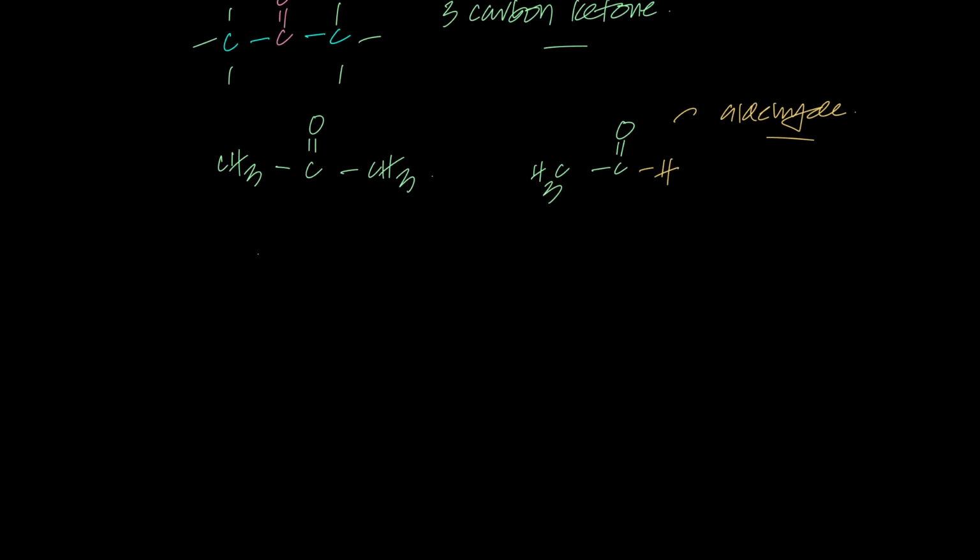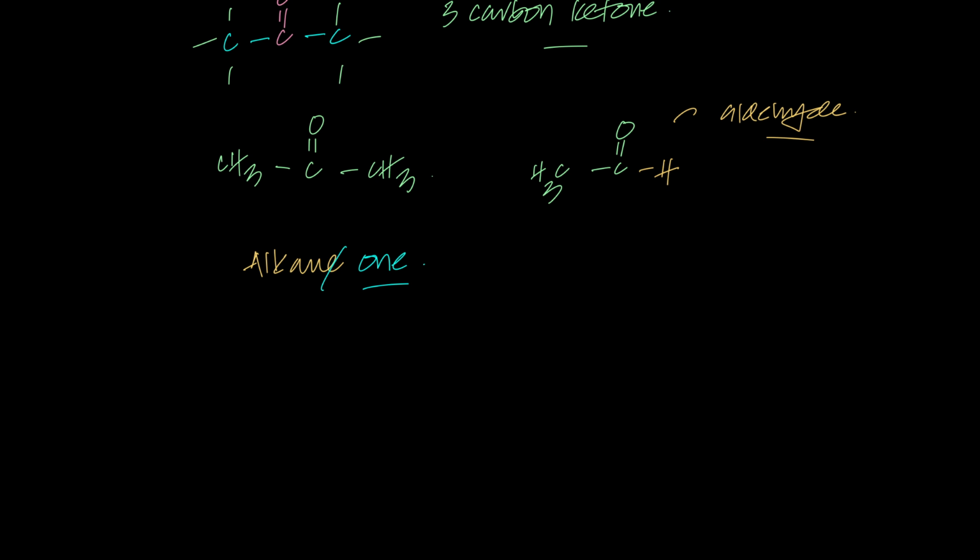And how do you name them? You name it like this. You take the naming of an alkane, and instead of the E, you add the ONE to it. Just like in aldehydes, instead of the E, you added the AL. Here, instead of the E, you add ONE to it. I'm using alkanes as a reference point to teach you all types of naming. So you take the name of an alkane, and instead of the E, add ONE.